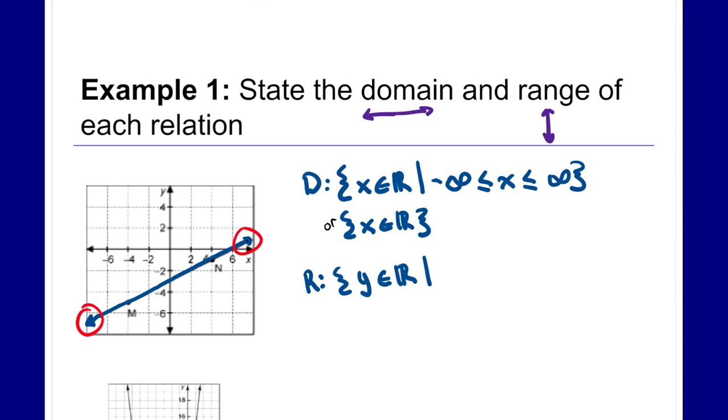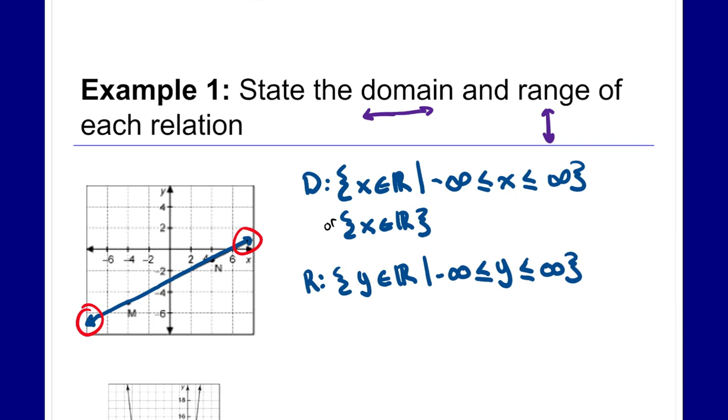So if we go downwards forever, what values are we headed towards, or what's my lowest possible value? Well, if it's going down forever, there's no end. My lowest possible value is going to be negative infinity. So y has to be greater than or equal to negative infinity. Is there an upper restriction? What is the highest possible y value my relation will have? Well, again, we have an arrow on the other end. So that's going to head upwards to the right forever, towards positive infinity.